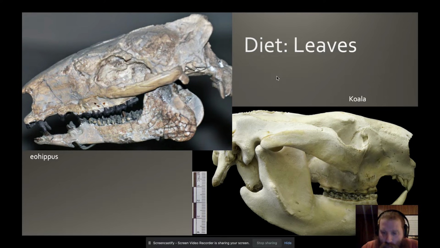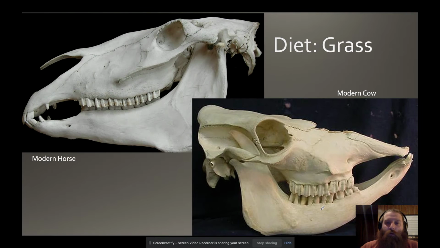Well, how do we know that? Well, we look at the teeth. So the teeth here and the teeth in the modern koala, very similar. So it stands to reason they probably have a similar diet. We look at the modern horse and the modern cow. They both eat grass, and we see that, again, common structures, common function. So the horse is a great example of how we can track the gradual change of an organism over time.